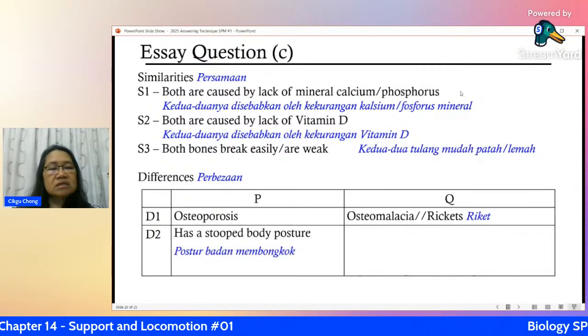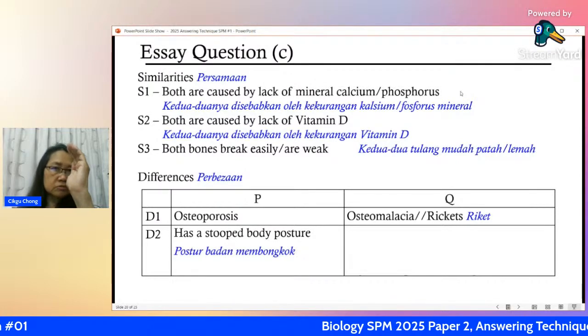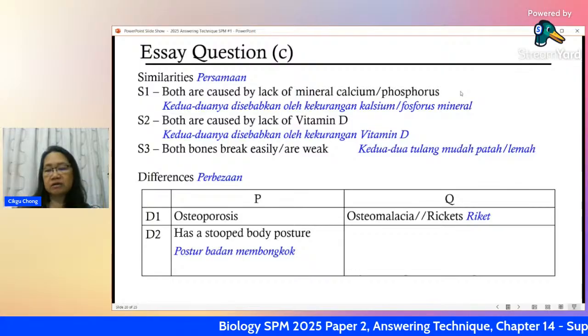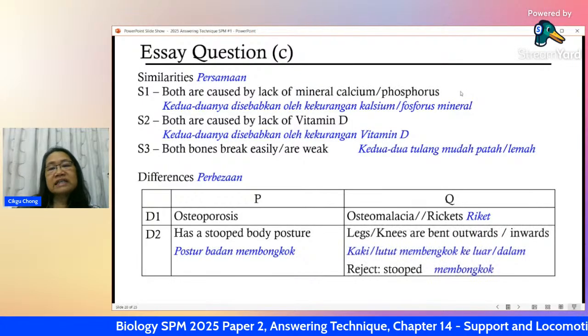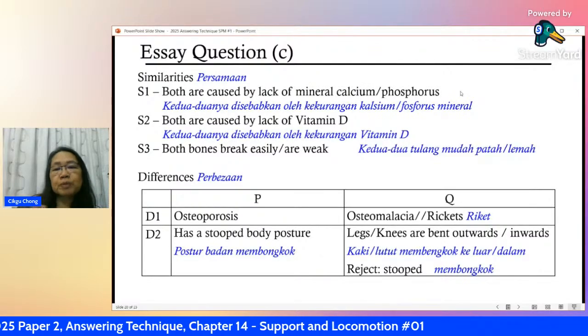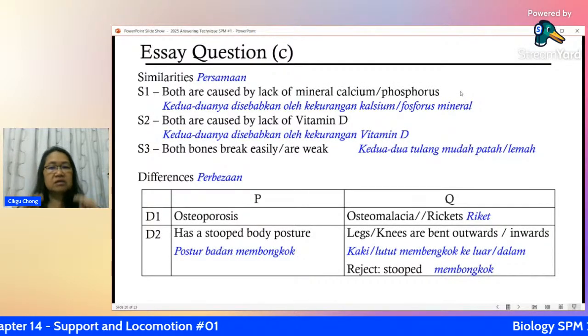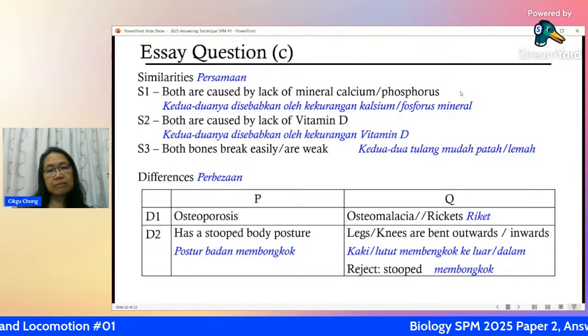P, the people who have disease P will have a stooped posture, body posture. That means the person will stoop, cannot stand up straight. For Q, the knees are bent outwards, or you can say bent inwards. It's not stooping. The person doesn't stoop. It is the legs are curved. The legs are bent, or the knees are bent.